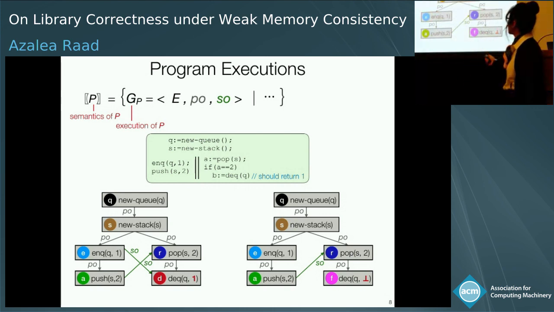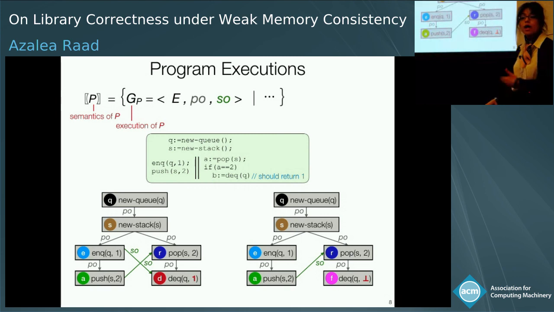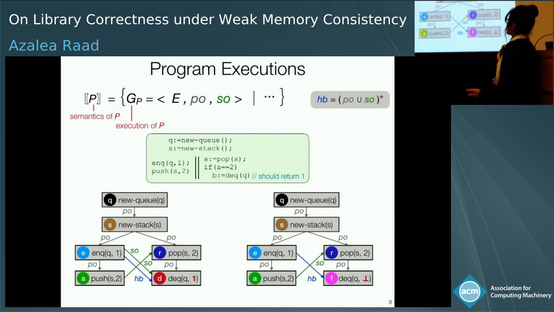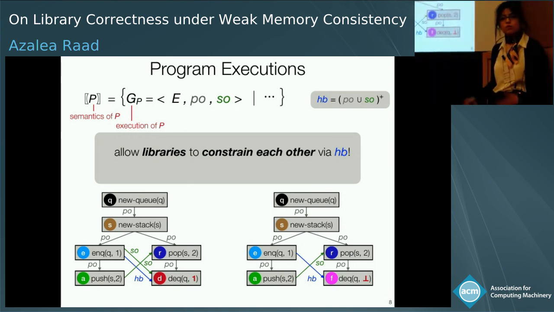Now, intuitively, I said the reason why I'm not allowed to read empty in this execution is because there is this path from here to here that I say, okay, you synchronize here and you're observing the earlier NQ. And to capture that, I'm going to define this global notion of happens before relation over the entire execution as the transitive closure of the PO and SO together. So in both of these executions, I have this PO, SO, PO path from the NQ to DQ, so I end up with a happens before edge between them. Now I can say, because there is a happens before edge from here to here, you shouldn't be allowed to read empty. But the question is how?